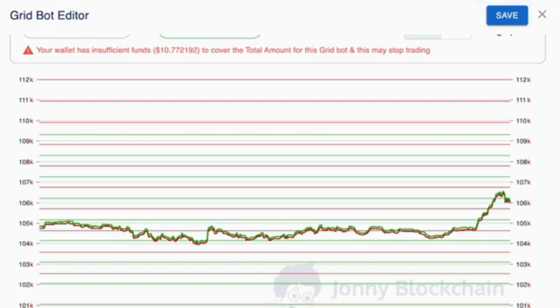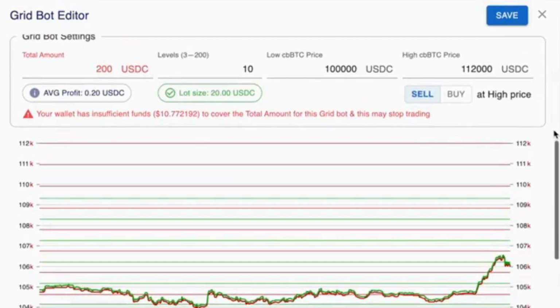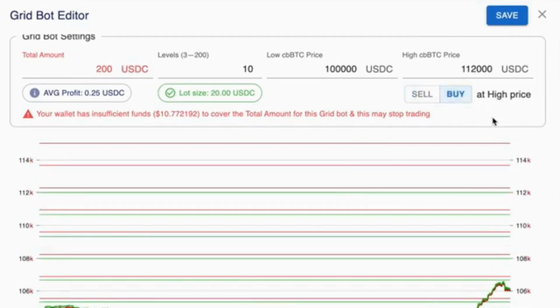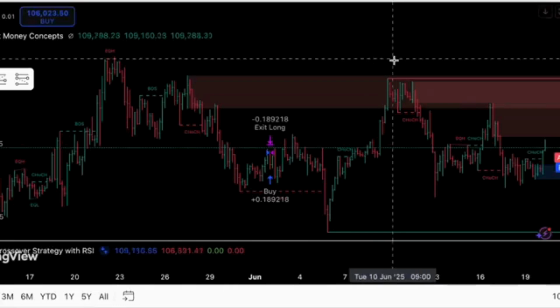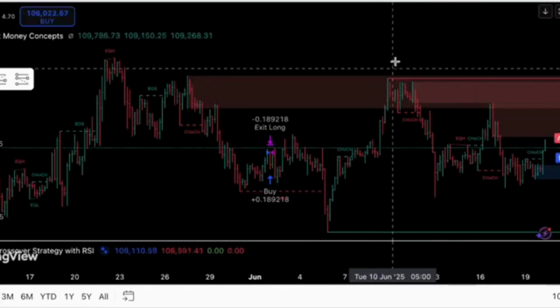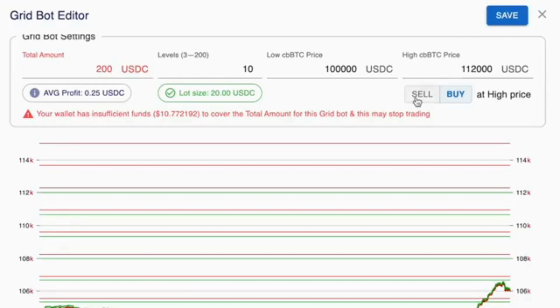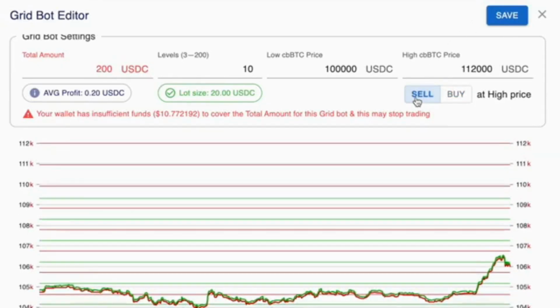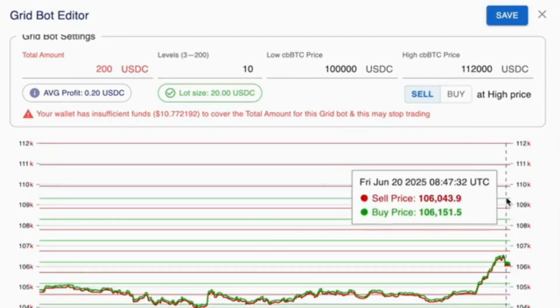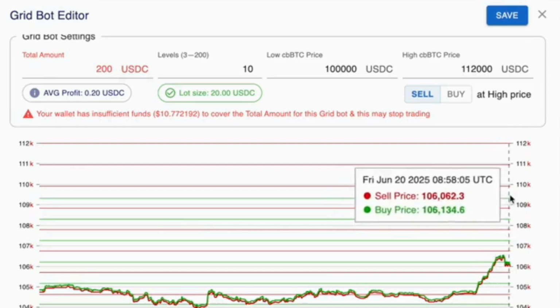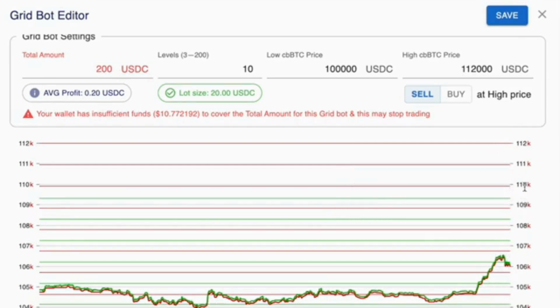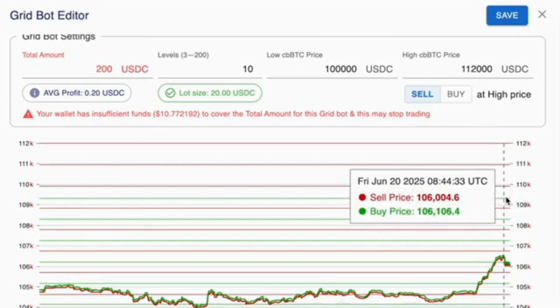Now what we want to do is come back to the grid settings, because you've got this unique setting that says sell at high price or buy at high price. So if I buy at high price, that means the 112. The price needs to go above 112 before the bot can sell. Now, if I put sell at high price, that means the bot will buy down here on that green line, which is in between 109 and 110. Can you see that one that's right in the middle there?